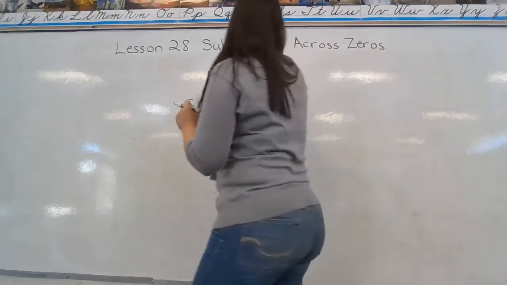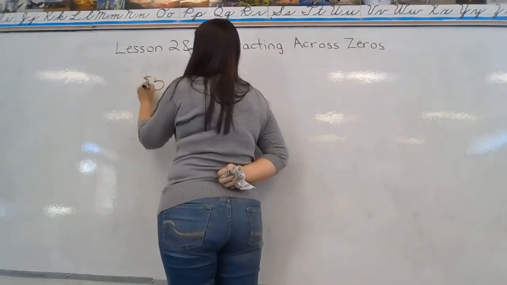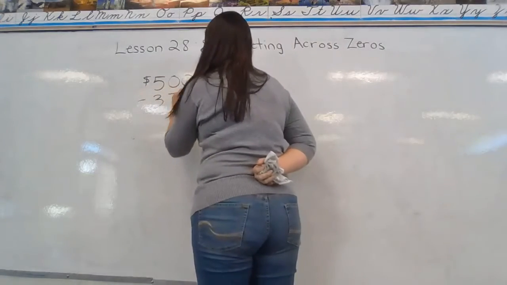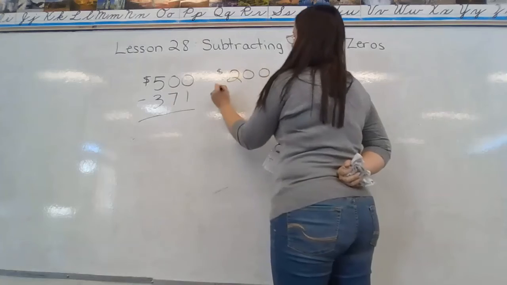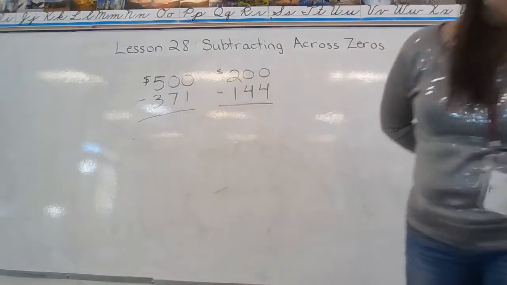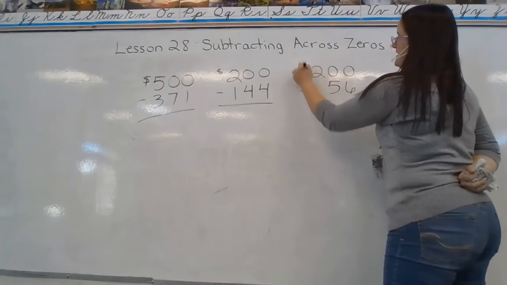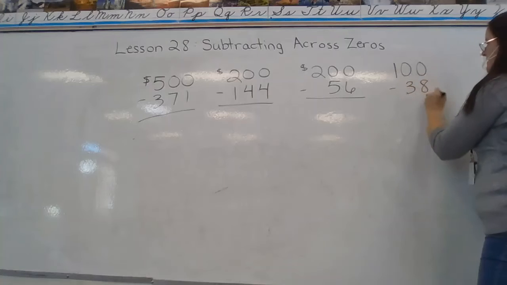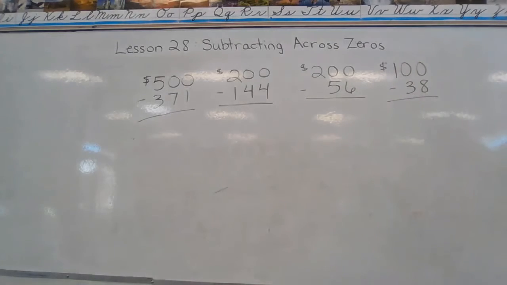Okay, here is your lesson practice. We've got 4 problems here where you're going to try this skill out. We'll do 500 minus 371. We'll do 200 minus 144. We'll do 200 minus 56. Go ahead and get a whiteboard, Zeddy. And we'll do 100 minus 38. Okay, pause the video, give those a try, and when you come back, we'll go over the answers together.